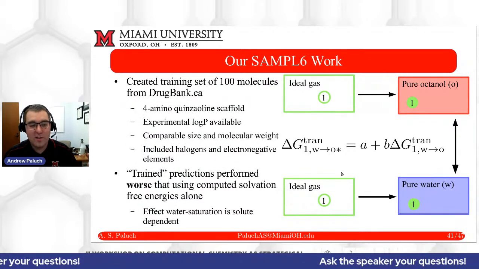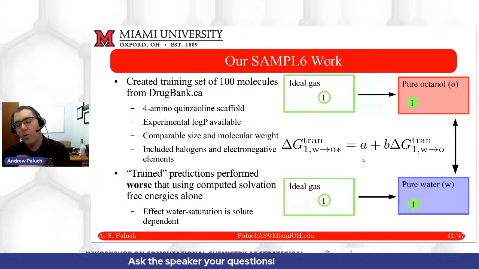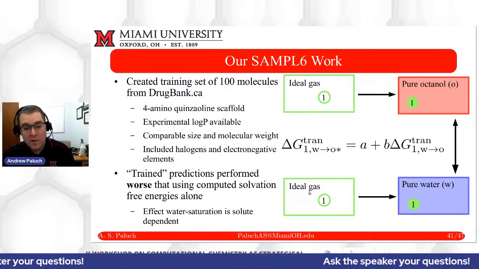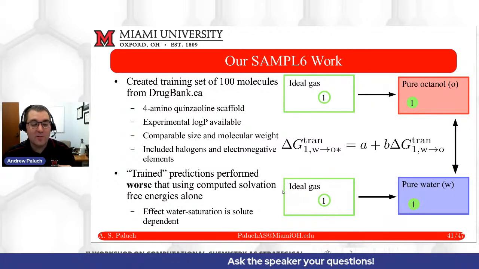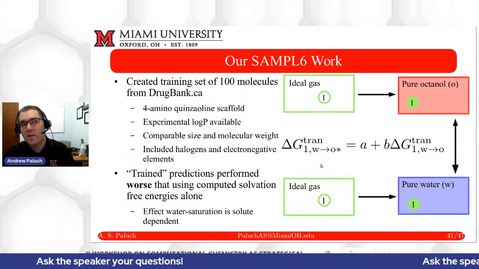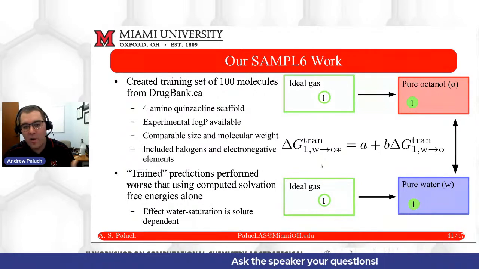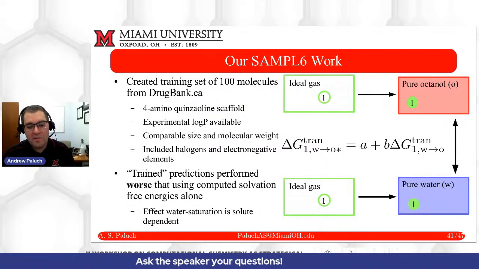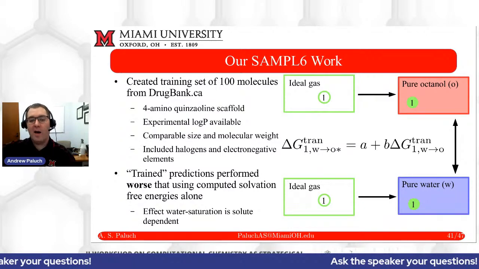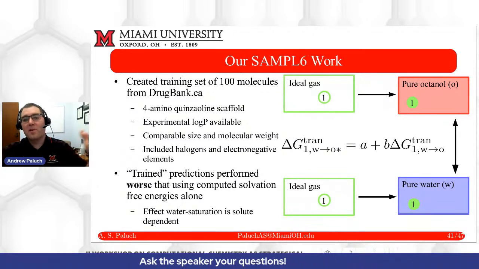And what we found, interestingly, is that when we trained on these 100 molecules and I tried to make predictions for those 11 sample molecules, our trained predictions were actually worse than our untrained predictions. In the light of sample seven, in sample six it wasn't completely obvious why this was the case. But after sample seven, the rationale that I would assign to it is that the effect of water saturation is solute dependent. Those 100 compounds that we sourced from DrugBank were very chemically diverse.